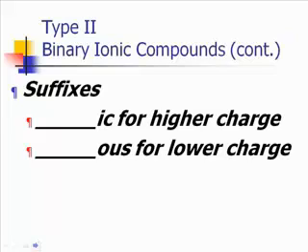Basically, this was established when pretty much we were dealing with metals that only have 2 possible charges. We have one that's higher, one that's lower, and essentially what they did was they just used the IC or ic suffix if it's the higher charge, and the OUS or ous suffix if it was the lower charged version.